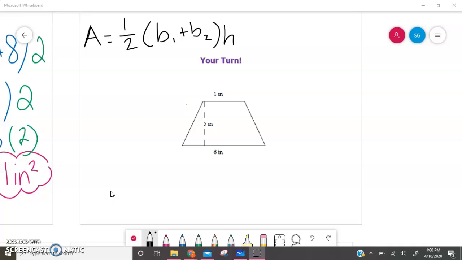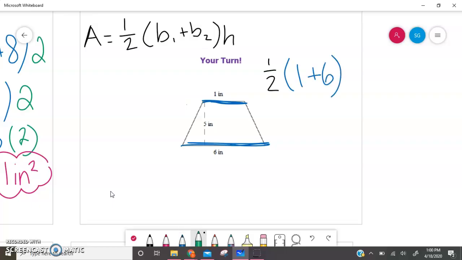So now let's see if you were correct. The very first thing that we need to do is identify our sides for our formula. So remember, my base 1 and base 2, those are going to be the numbers that are straight across. And so that means that for my formula, I have 1/2. My two bases were 1 and 6, which means that my height is the one connecting those, which is 5.